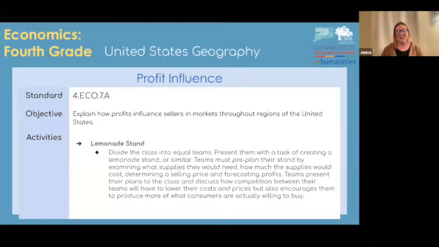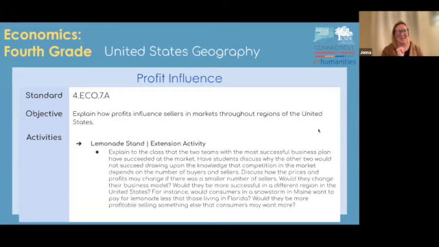The teams must pre-plan their stand by examining what supplies they would need, how much the supplies would actually cost them, and then determine a selling price and forecast their profits. So the teams present their plans to the class and discuss how competition between the teams would have to lower their costs and prices, but also encourages them to produce more of what consumers are actually willing to buy. But there is an extension activity.